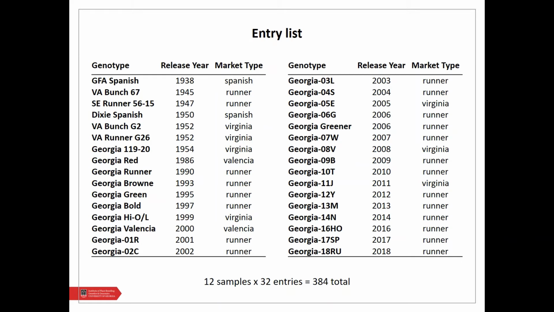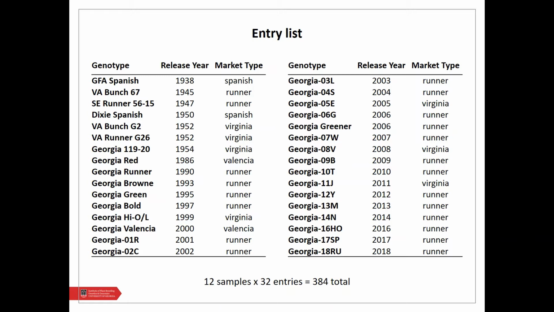So our entry list included peanut cultivars released by the university since the very early days of peanut breeding at UGA. This included GFA Spanish, which was released in 1938, and Dixie Spanish, released in 1950, as well as several Virginia runner types from the 40s and 50s. And then everything Dr. Branch has released since '86, beginning with Georgia Red, all the way up to the near present with Georgia-18RU, for a total of 32 entries.